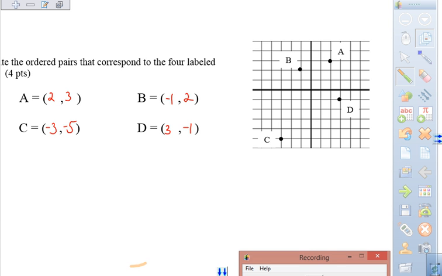Here are the answers to your Algebra Review worksheet. Number 1, write the ordered pairs. So for part A, we start at the origin and we go forward 2, up 3. For B, we go backwards 1, up 2. For C, we go backwards 3, down 5. For D, we go forward 3 and down 1.